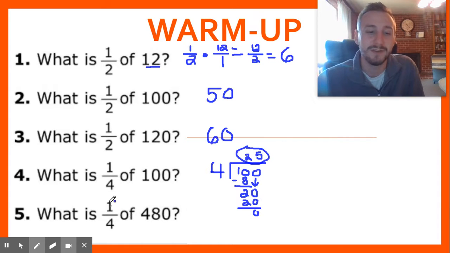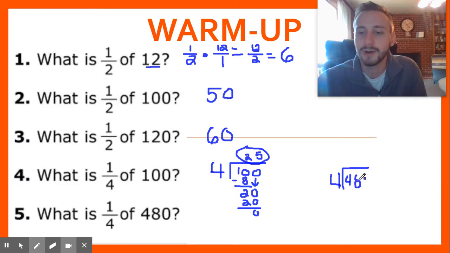And on this one, you have 1/4 of 480. Let's just do the same thing. Let's divide 480 by 4. So you have 4 going into 480. 4 goes into 4 once, because 4 times 1 is 4. When you subtract those, you get 0. Bring down your 8. 4 times what gives you 8? 2. So you write a 2 right here. You write your 8.